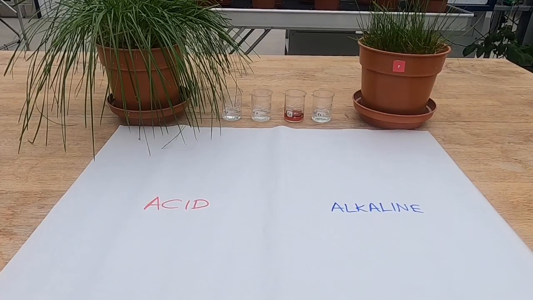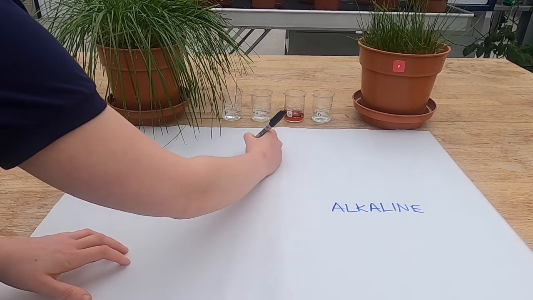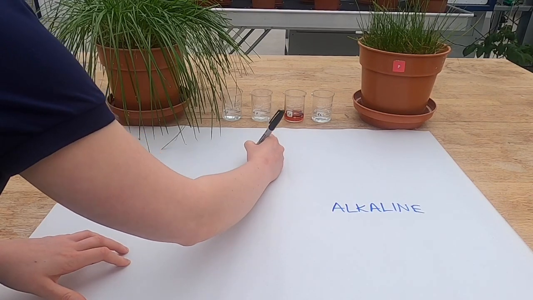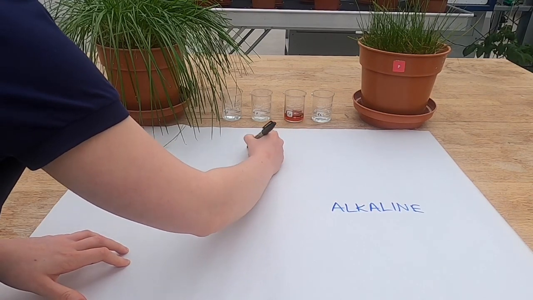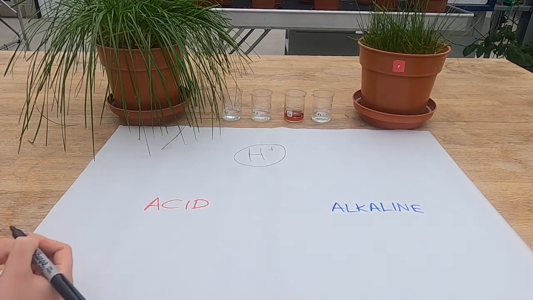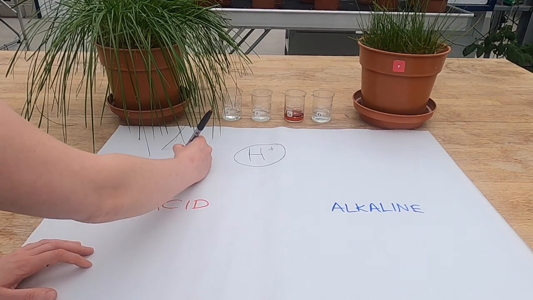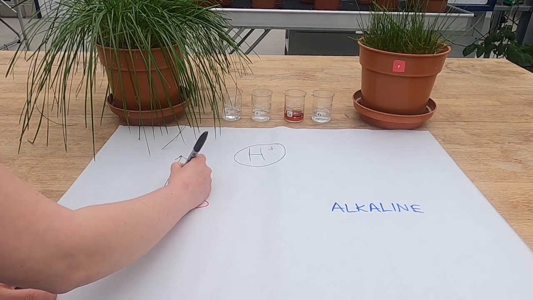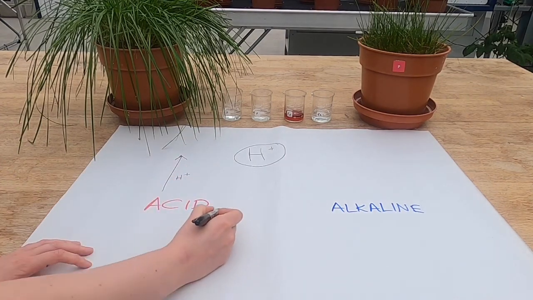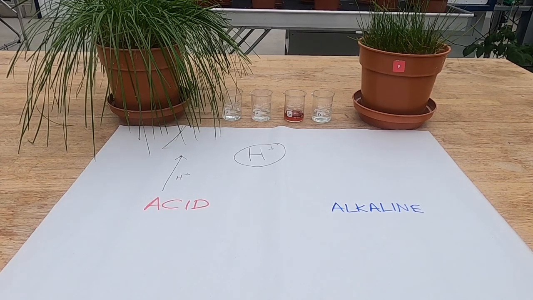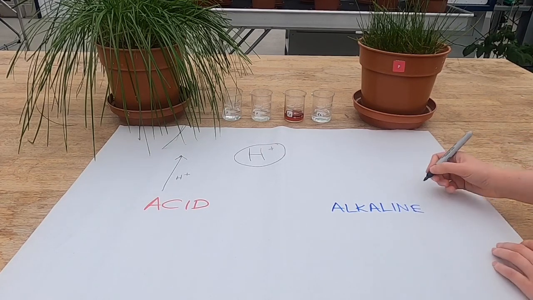Soil pH is a measure of the hydrogen ion activity in the soil solution. The greater the activity of the hydrogen ions, the more acidic the soil. In contrast, an alkaline soil is dominated by hydroxyl ions.